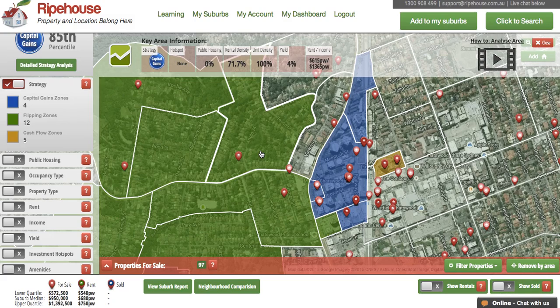Just a reminder, for an area to be recommended for capital growth, we need to see high rents, high incomes, high percentage of renters, and low public housing.